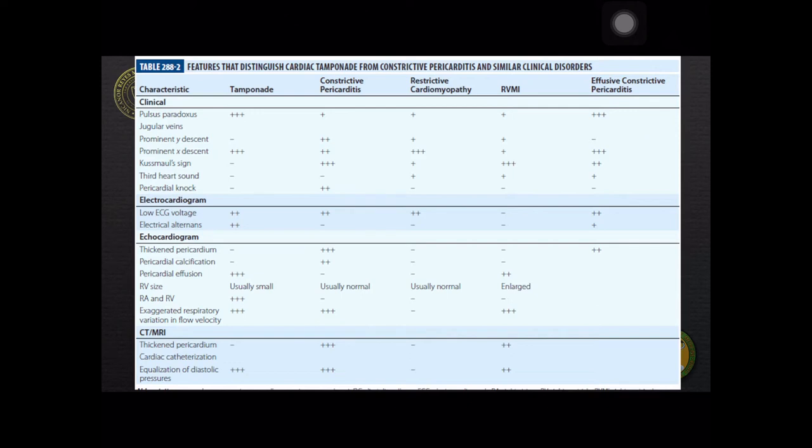Differentiation is based on the clinical features, electrocardiographic, echocardiographic, and CT and MRI findings. Cardiac catheterization may be necessary if other findings are non-diagnostic.